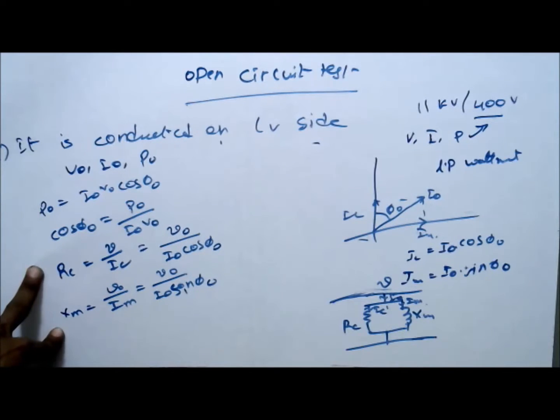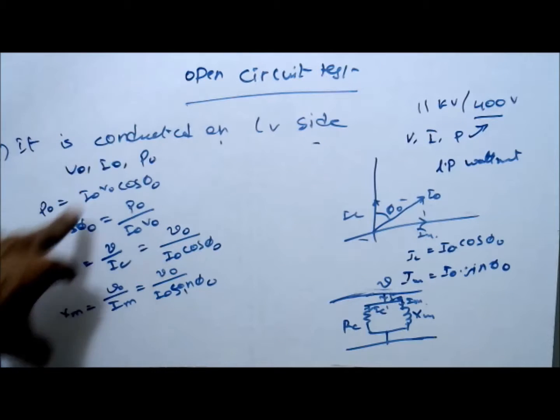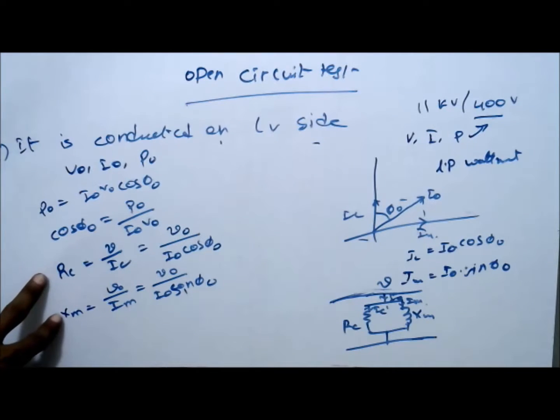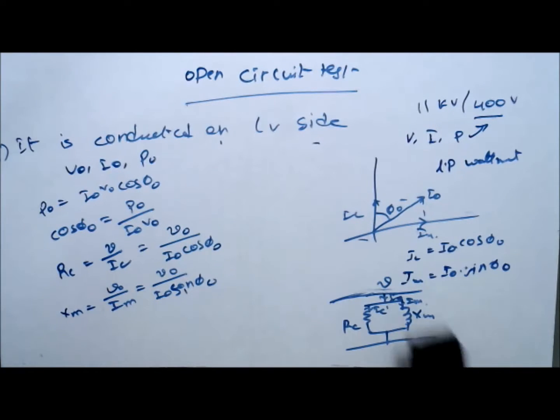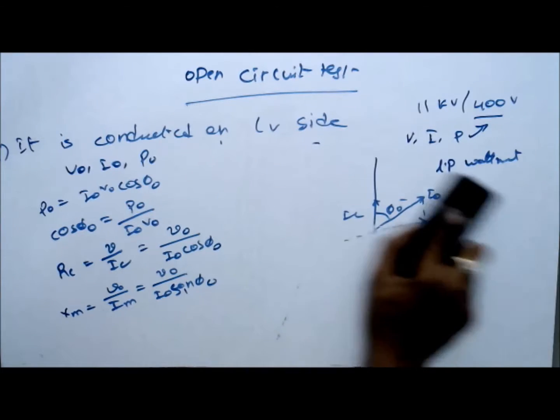Okay. So from the no load test, we get the shunt branch parameters. How can we get the series branch parameters, that is RE and XE, entirely ZE? This can be solved by the SC test. Okay. So SC test, short circuit test.